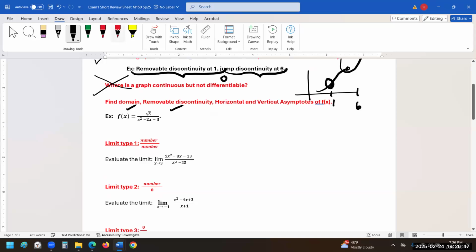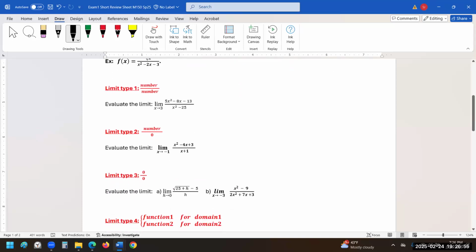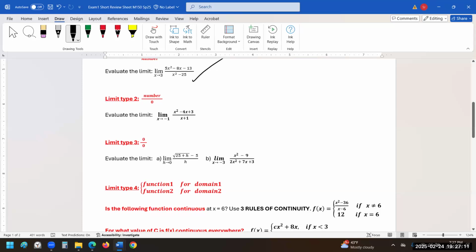Ignore that because I didn't tell you this. Find domain, removable discontinuity, horizontal, vertical asymptote. One question with 4 parts. And then we have different types of limit. Anytime you're finding the limit, what is your first step? Always substitute. So when you substitute, you get a number over a number, you are done, you stop. This is the easiest one.